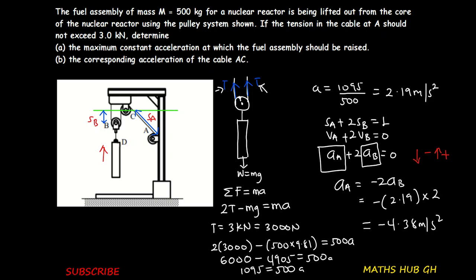So because this is negative, that means that when the fore assembly is moving up, which is this mass here, this part of the cable, which is CA, will be moving down with an acceleration of what? Minus 4.38, which is twice that of the fore assembly.